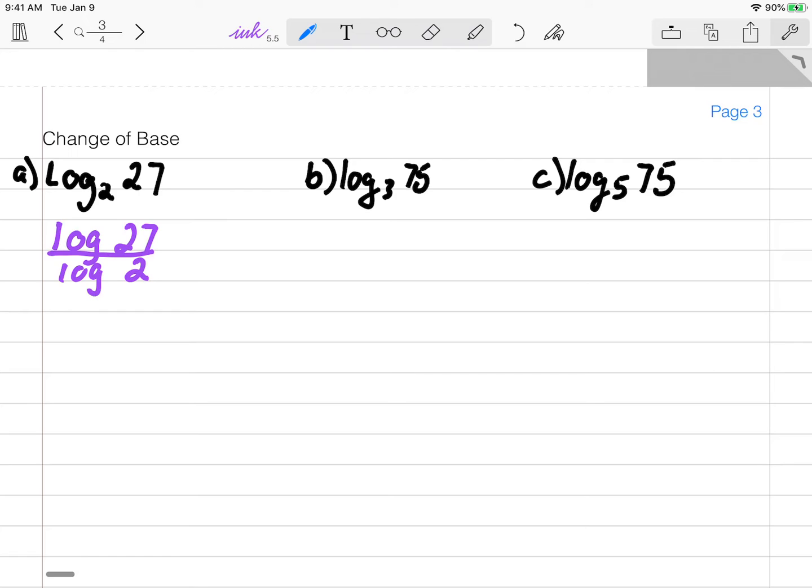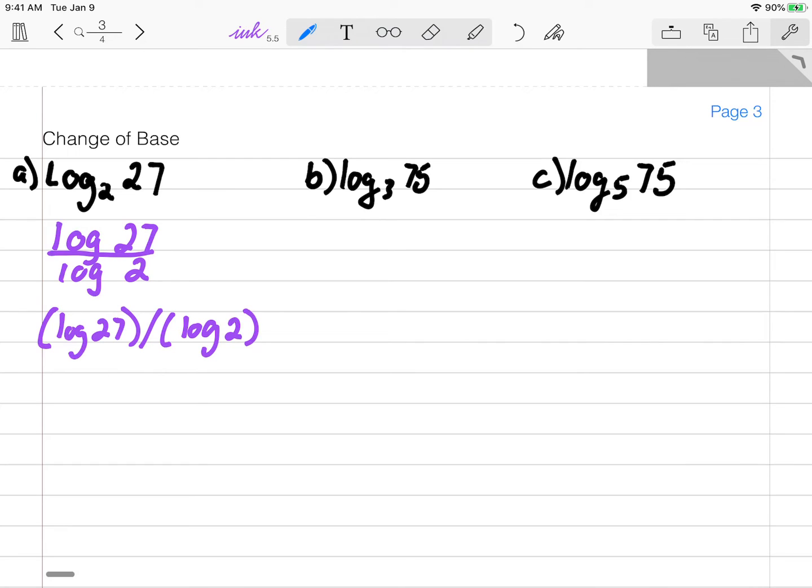If you're putting it in your calculator, you would want to put the log of 27 divided by the log of 2 and make sure you put them in parentheses so that the calculator knows you want to take the log of 2. It knows you want to take the log of 27. It's just a cleaner formatting, and then it gives you less room for error if you put it in like that.